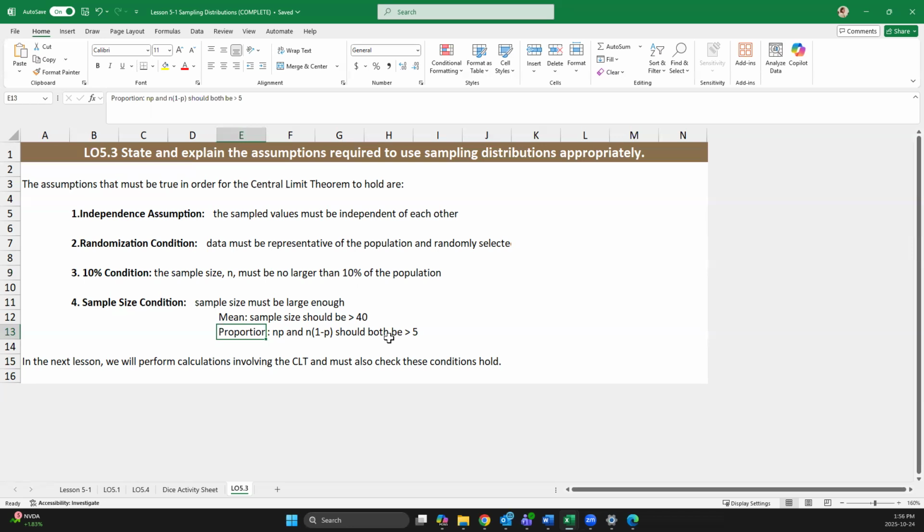In the next lesson, we're actually going to check these conditions once we start our probability calculations, but in this lesson, we're just going to state the assumptions. So all four of these things must be true in order for you to use the central limit theorem, which essentially just means that you can use the normal distribution to do probability calculations. We'll actually do the calculations in lesson 5-2.